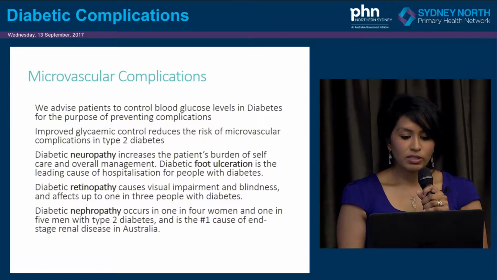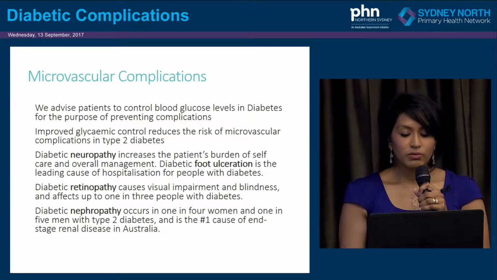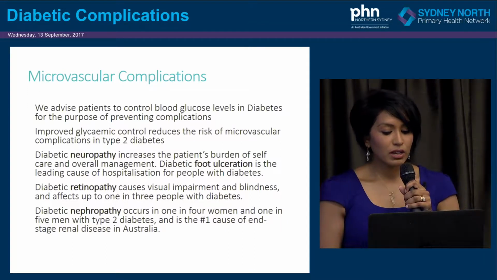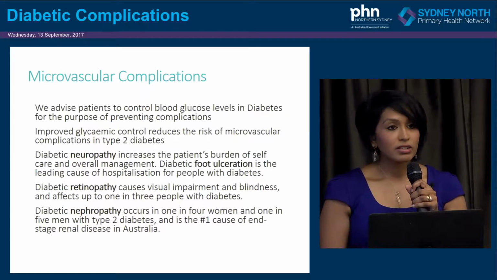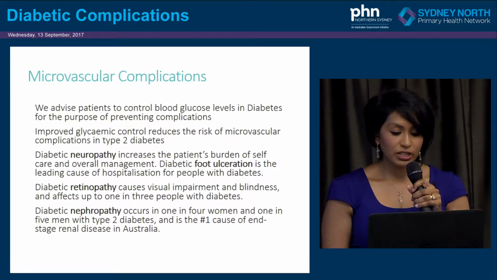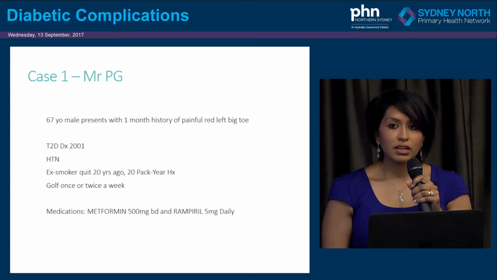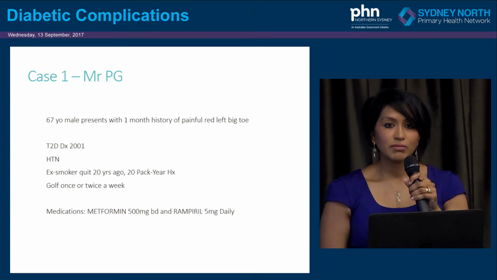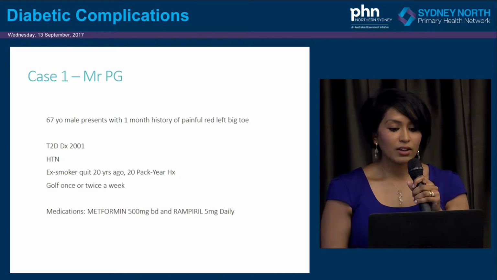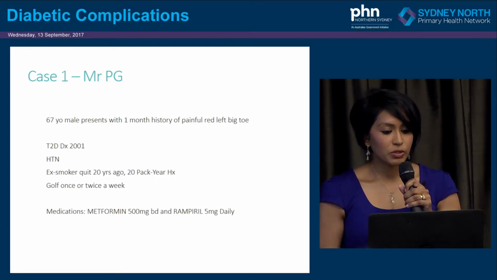Diabetic retinopathy causes visual impairment and blindness and affects 1 in 3 people with diabetes. Diabetic nephropathy occurs in 1 in 4 women and 1 in 5 men with type 2 diabetes, and in Australia, it's the number one cause of end-stage kidney failure. I just wanted to present a couple of brief cases to demonstrate the importance of complication screening in people with type 2 diabetes.